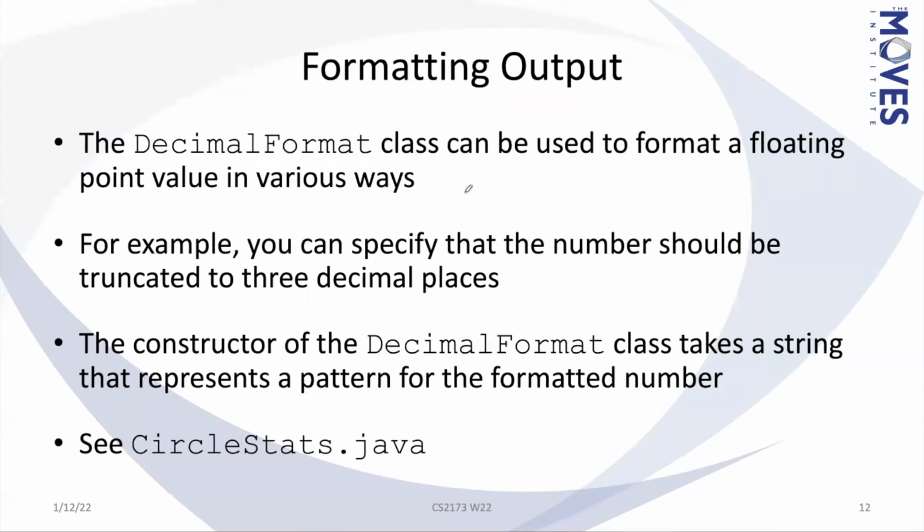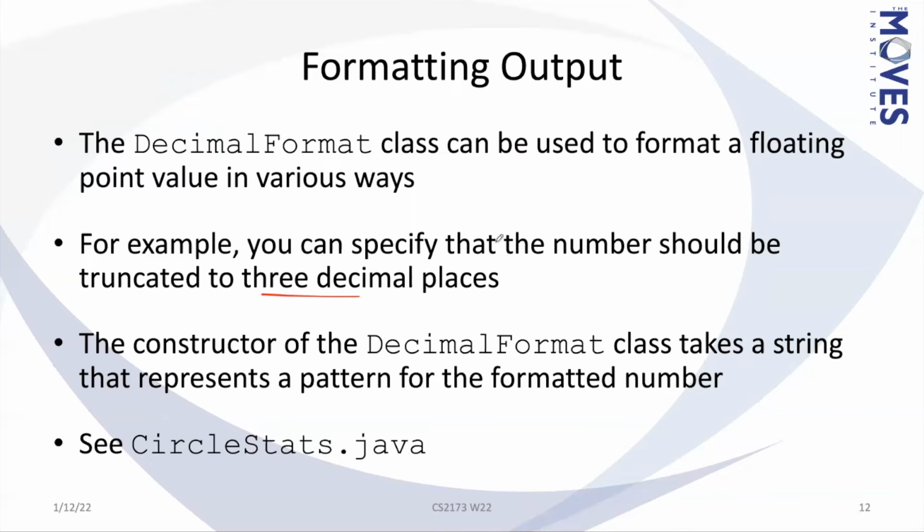Okay, that was number format. Now decimal format, we can use to format a floating point value, either floats if you happen to use them, which you shouldn't, or doubles in all of our cases. So typically what you might want to do is say, I only want to see 3 decimal places here.